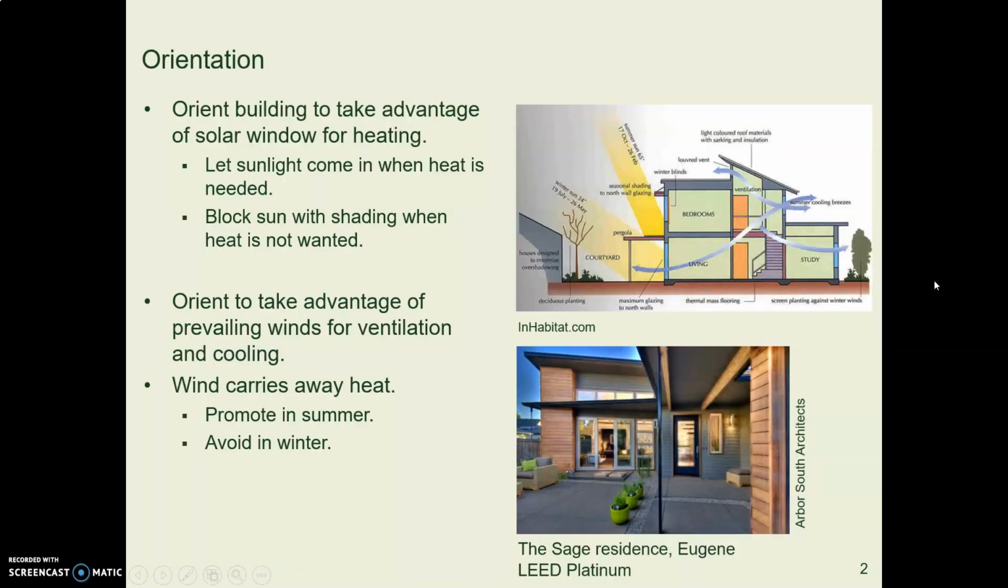Well, when you're designing a house, you want to orient the house so it will take advantage of where the sun is coming in. And as we've discussed before, you want sun coming in the winter time when it's cold. You want to block the sun with some kind of shading when it's hot. And you also want to take advantage of cooling breezes and block the cold breezes.